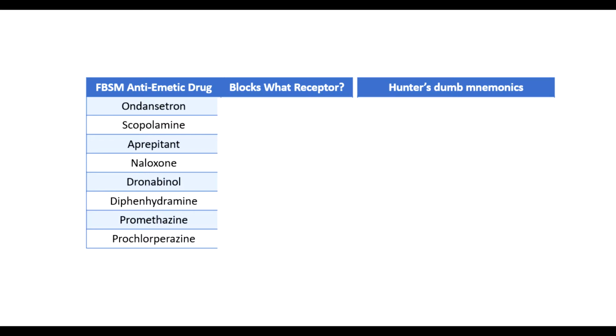Here I talk about 8 antiemetic drugs that we have to know for FBSM, for our Semester 1 final. In this video, I'm going to be talking about each of the things that they block to prevent emesis in terms of receptors, and then I'm going to explain a bunch of dumb mnemonics that I came up with for each of them.